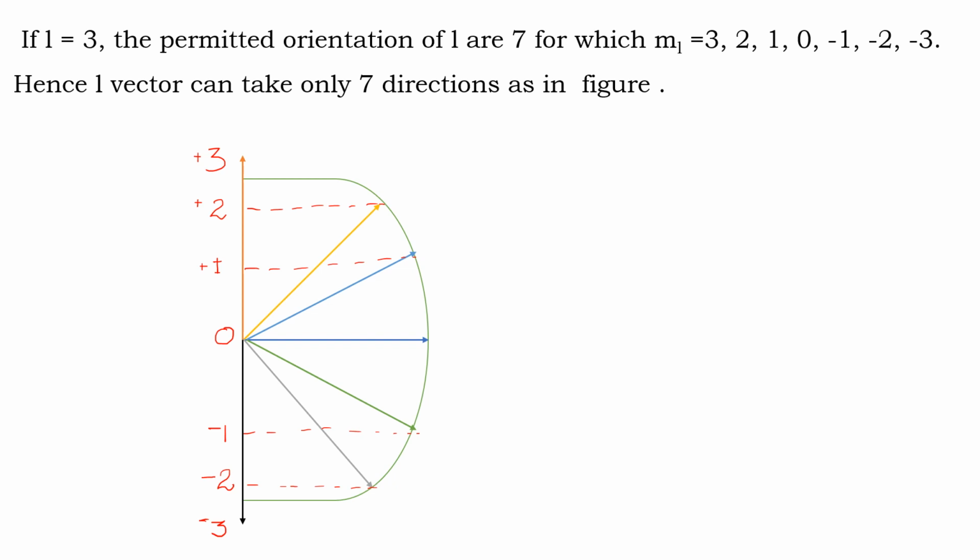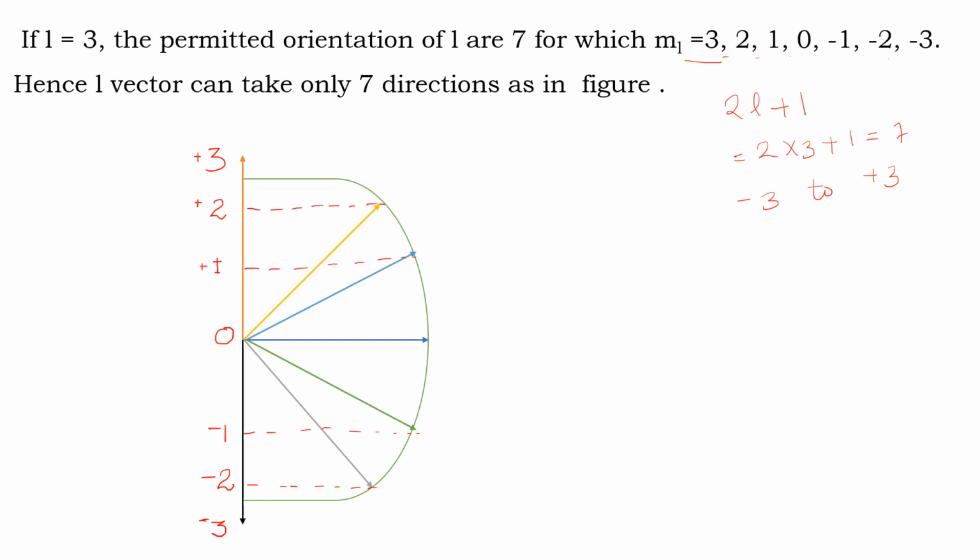And for L is equal to 3, the permitted orientations of L are 2L plus 1, that is 2 into 3 plus 1, that is 7 orientations. And the ml values are minus L to plus L, that is minus 3 to plus 3. That is 3, 2, 1, 0, minus 1, minus 2, minus 3. That is, here only 7 orientations are possible.